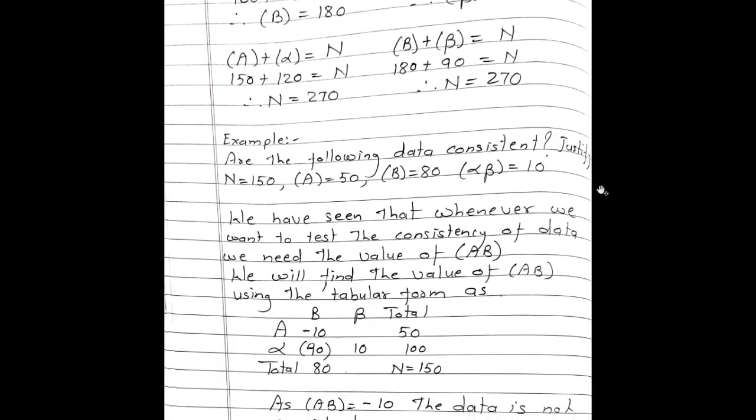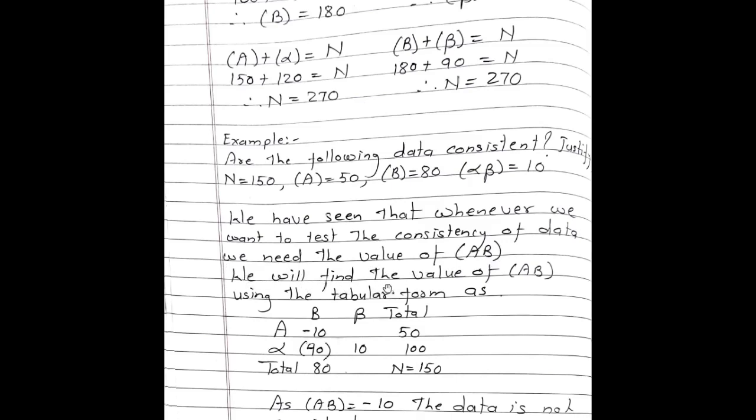Next example. Are the following data consistent? Justify. N is equal to 150. Frequency of class A is 50. Frequency of class B is 80. And frequency of alpha beta is 10. So we have seen that whenever we want to test the consistency of data, we need the value of AB.